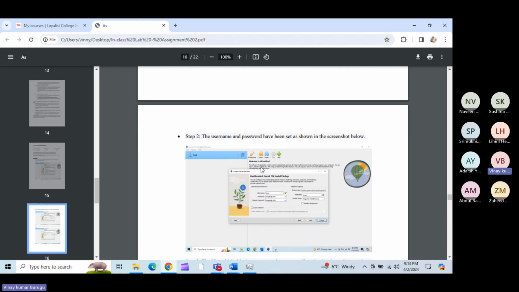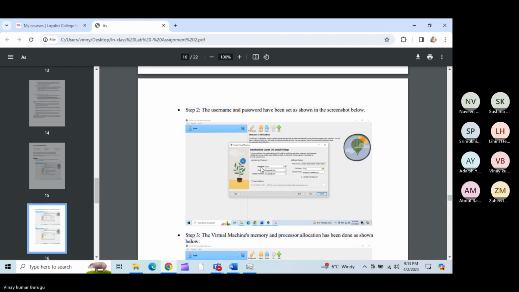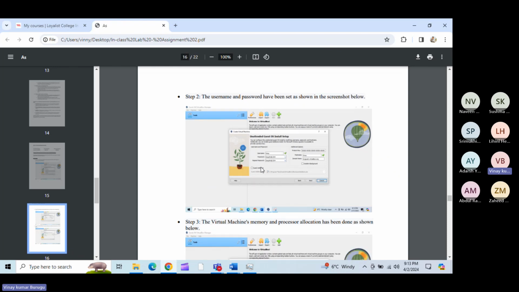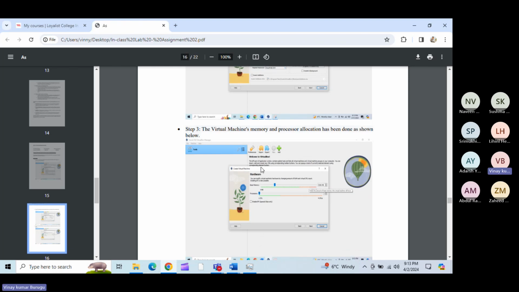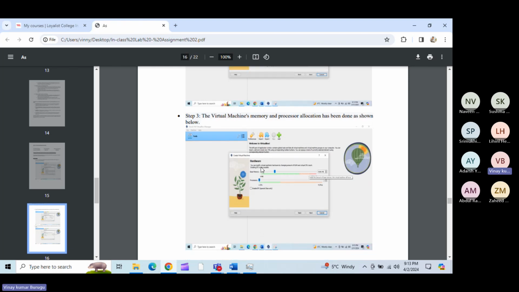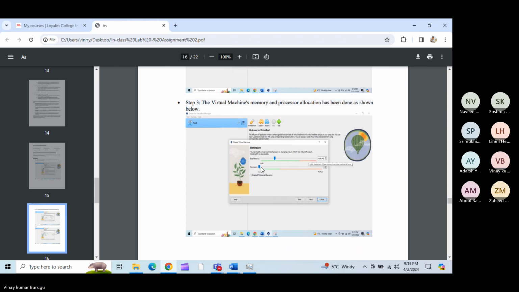Here in this step, we need to create the username and password for that particular virtual machine. Whenever we log in, we need to enter these credentials to log into that virtual machine. Once we are done with setting up the username and password, we proceed with the next step. Here we need to configure the machine memory and the processor. We are configuring the memory as 4096 MB and the processor as a single processor.